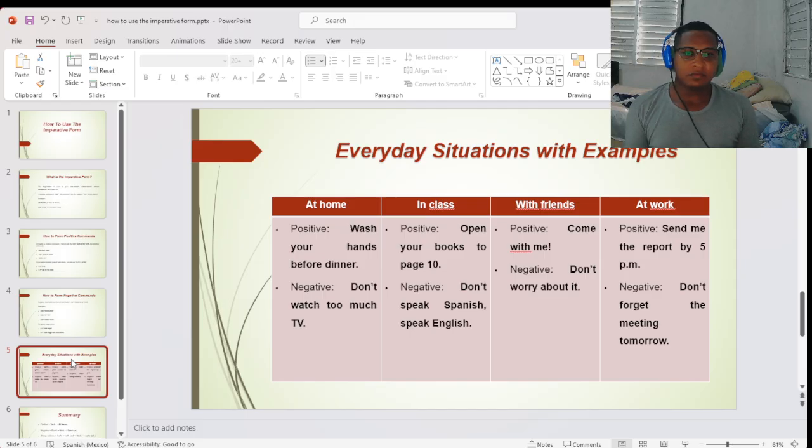With friends, the positive can be come with me. The negative is don't worry about it. At work, the positive can be send me the report by 5 p.m. The negative, don't forget the meeting tomorrow. Those are a few examples that I can think of for the use of the imperative form in our daily lives.